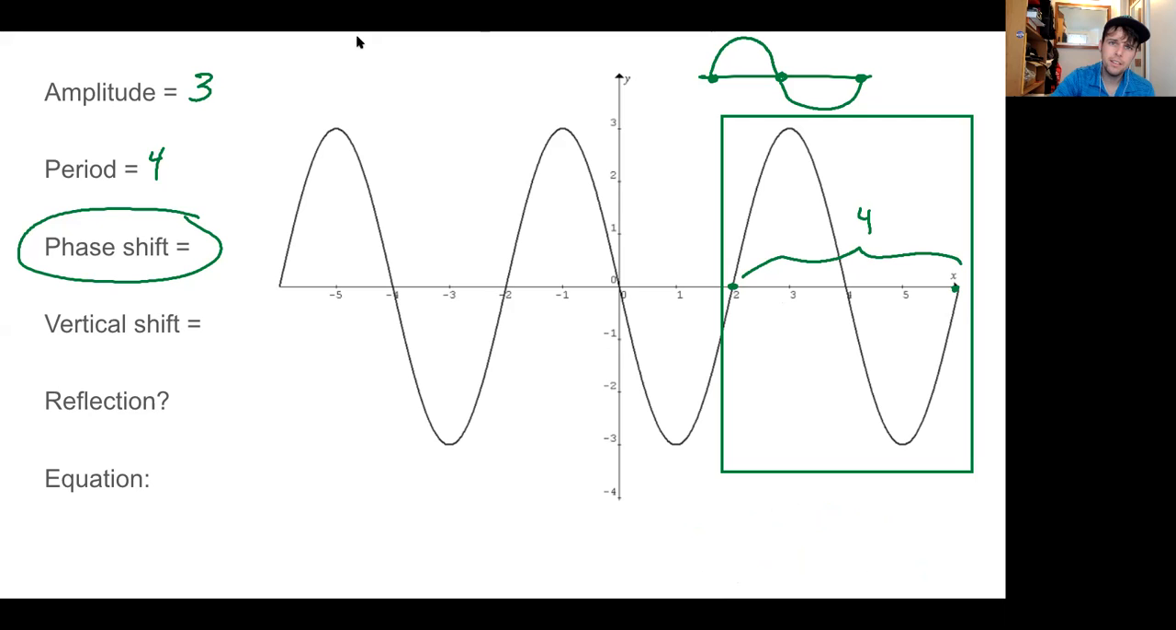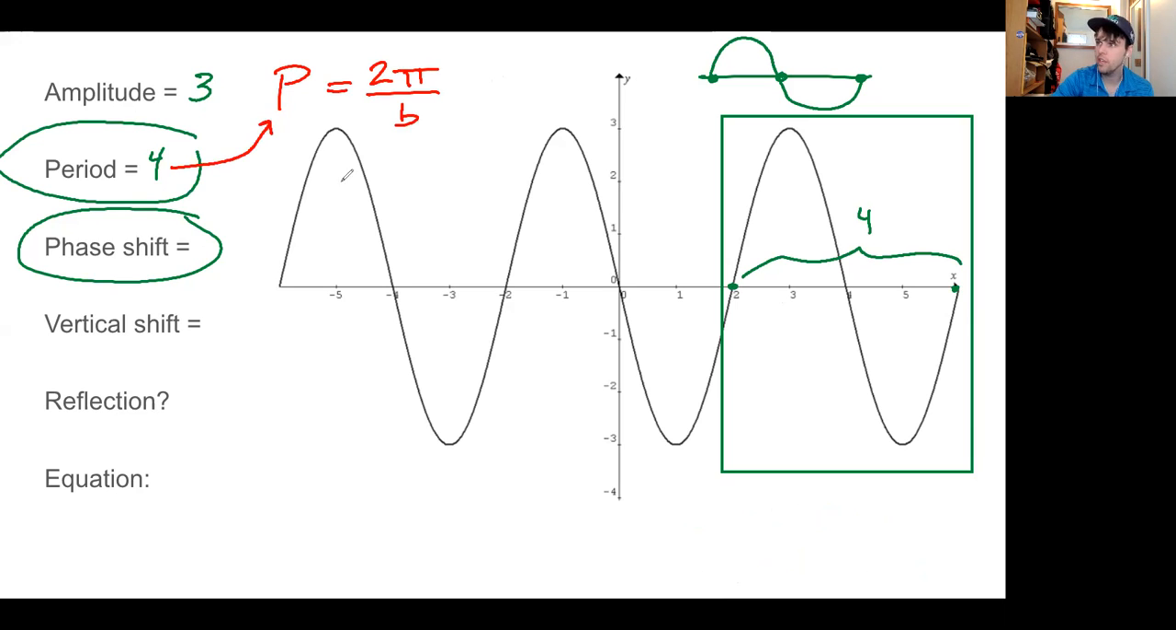The period does enable us to come up with one of the values that we actually use in our equation. So hopefully remember the relationship that the period equals 2 pi over b. I'm going to have to use this in the equation to figure out what b would be. So we have 4 equals 2 pi over b. I'm going to multiply both sides by b. So I get 4b equals 2 pi, and then divide both sides by 4. That gives me that b is equal to 2 pi over 4, which simplifies to pi over 2.